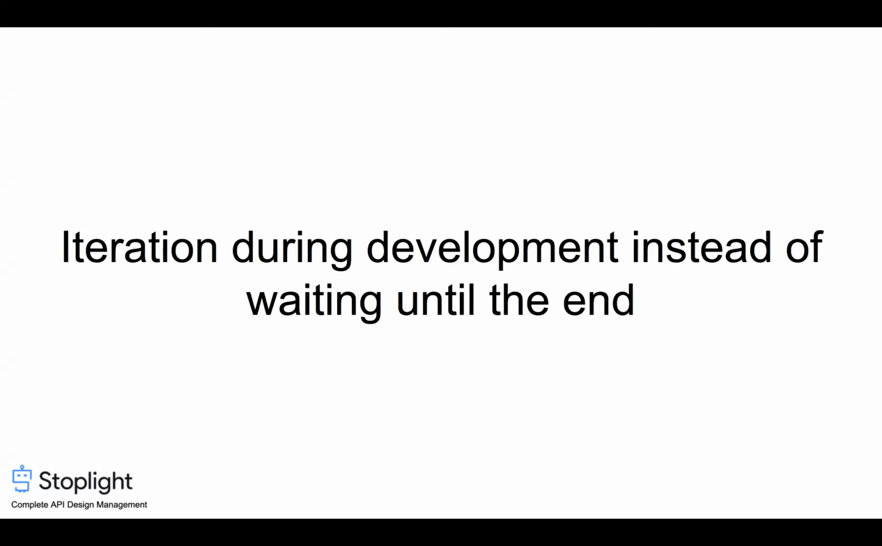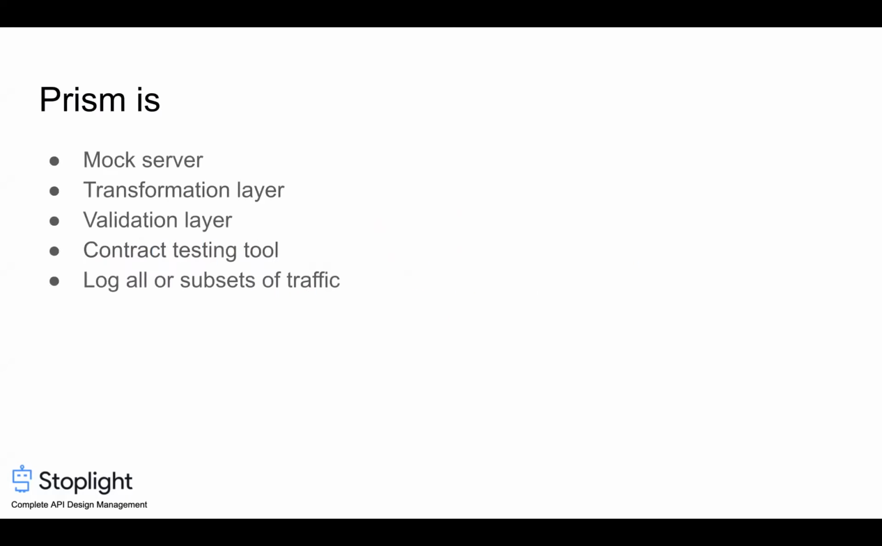So overall, iteration during the development process instead of waiting until the end is the preferred path, and that's the goal. And that's where Prism comes into play. Prism, just a quick overview of what it does, is a mock server transformation layer, a validation layer, contract testing tool, and logging tool for all or subsets of traffic.